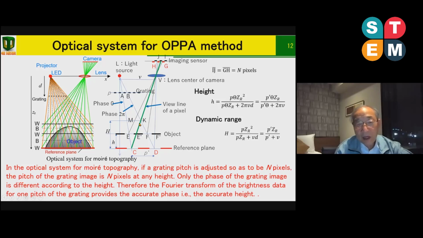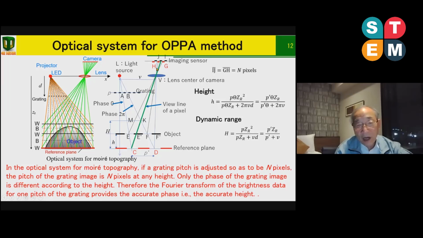Even if the object moves or the object height is different, if we extract 9 pixels, it gives just one pitch. From one pitch of data, we can calculate the Fourier transform. If the pitch data is not an integer number of pixels, the Fourier transform has an error, but this one is an integer. In such a case, the Fourier transform gives very accurate phase information.